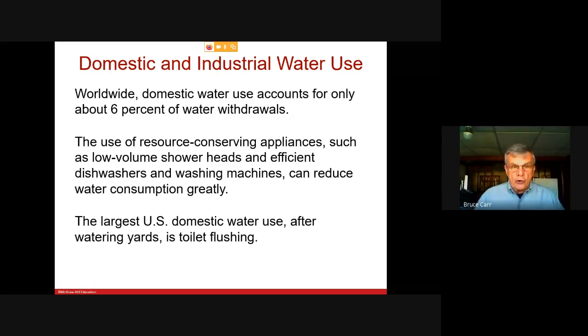Domestic and industrial water use accounts for only about 6% of withdrawals. That doesn't sound like much. But in fact, domestic water is what allows cities to exist. In addition to oxygen supply, water supply is the critical thing that we need on a constant basis every day. It is a miracle, the level of water quality that we have and the consistency of its delivery.